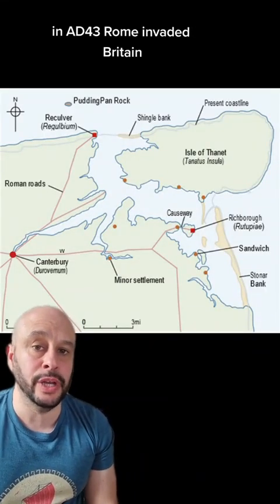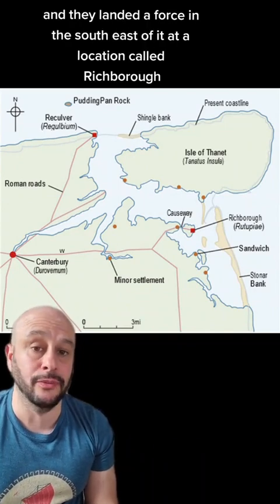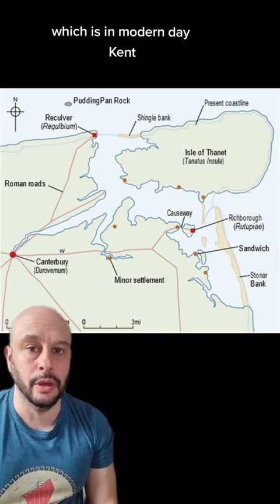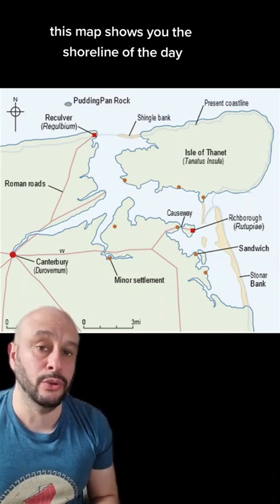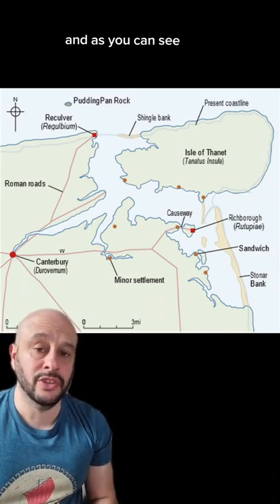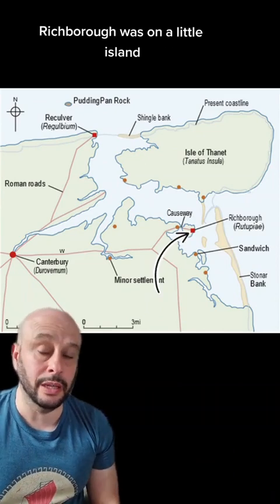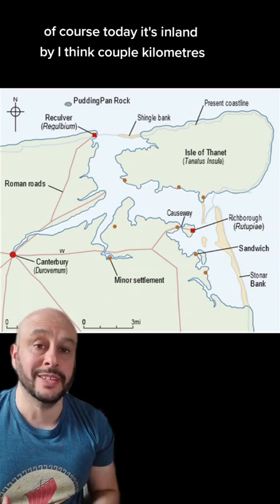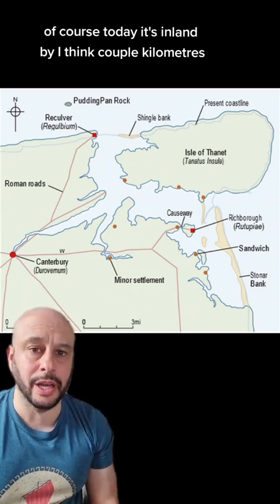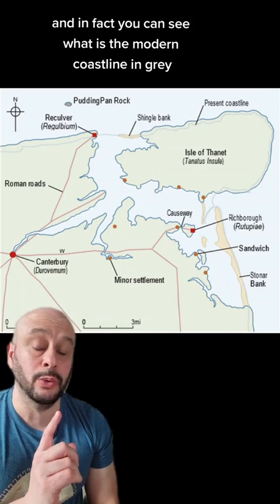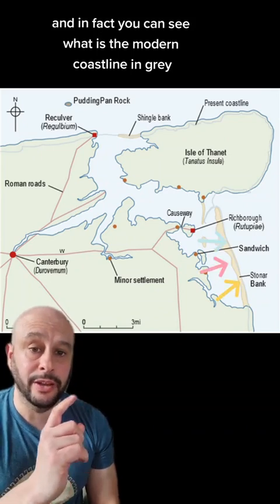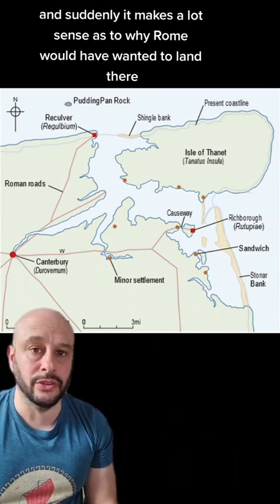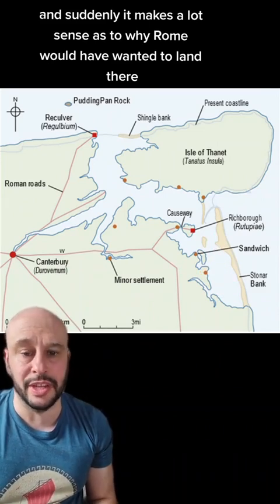I thought I'd start close to home. In AD 43, Rome invaded Britain, and they landed a force in the southeast of it at a location called Richborough, which is in modern-day Kent. This map shows you the shoreline of the day, and as you can see, Richborough was on a little island, and therefore an obvious place we might want to land a force. Of course, today it's inland by, I think, a couple kilometres. In fact, you can see what is the modern-day coastline in grey. So it looks a lot different back then, and suddenly it makes a lot of sense as to why Rome would have wanted to land there.